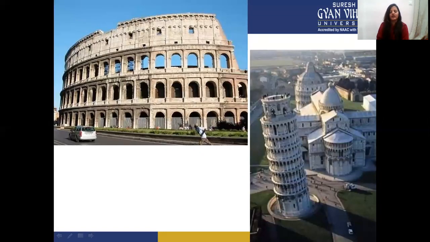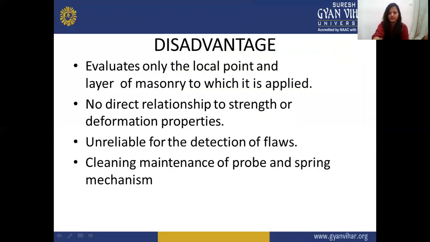These are some examples of old structures. These structures need to be regularly monitored for their integrity, because without maintenance we know that a structure will start to disintegrate and get damaged. And we cannot actually replace these structures with the new concreting that we do. We have to preserve such structures.